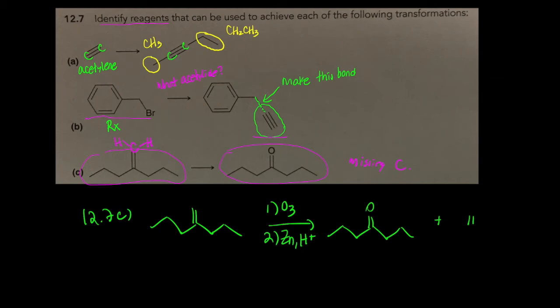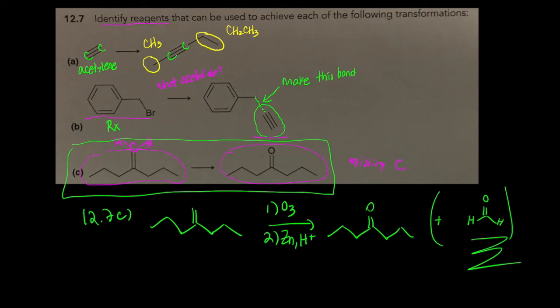So we don't draw that. In this problem, they didn't draw it. They're not trying to trick you. It's just we're not in the business of making formaldehyde. We're in the business of making 4-heptanone. 2, 3, 4, 5, 6, 7, 4-heptanone. All right, so it's getting more complicated.